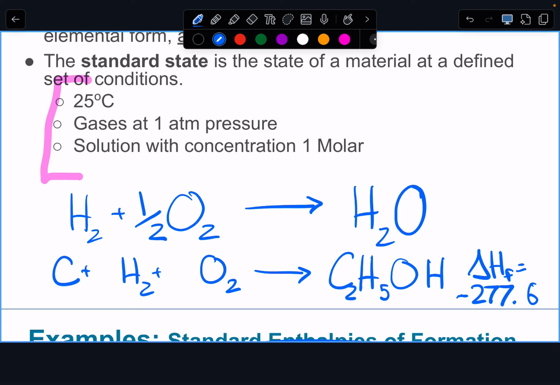Okay, so we need 2 carbons. Elemental form of carbon is just carbon. 6 hydrogens, so 3 H2s, and then still just 1 oxygen, so a half O2. So you always just keep 1 mole of the thing on the product side and then do whatever you need to on the reactant side to get the right number of atoms. It's like balancing, but it's a lot easier.